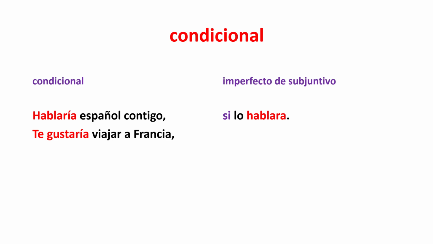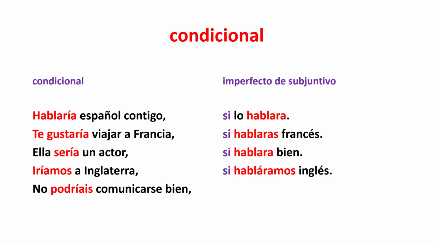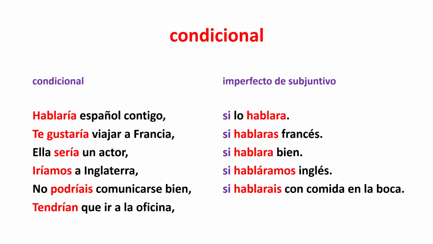You would like to travel to France if you spoke French. She would be an actor if she spoke well. We would go to England if we spoke English. Y'all wouldn't be able to communicate very well if you spoke with food in your mouths. And they would have to go to the office if they spoke in class. You can see then that the sentence can be worded either way, as long as the past subjunctive is right after the si part of the phrase.